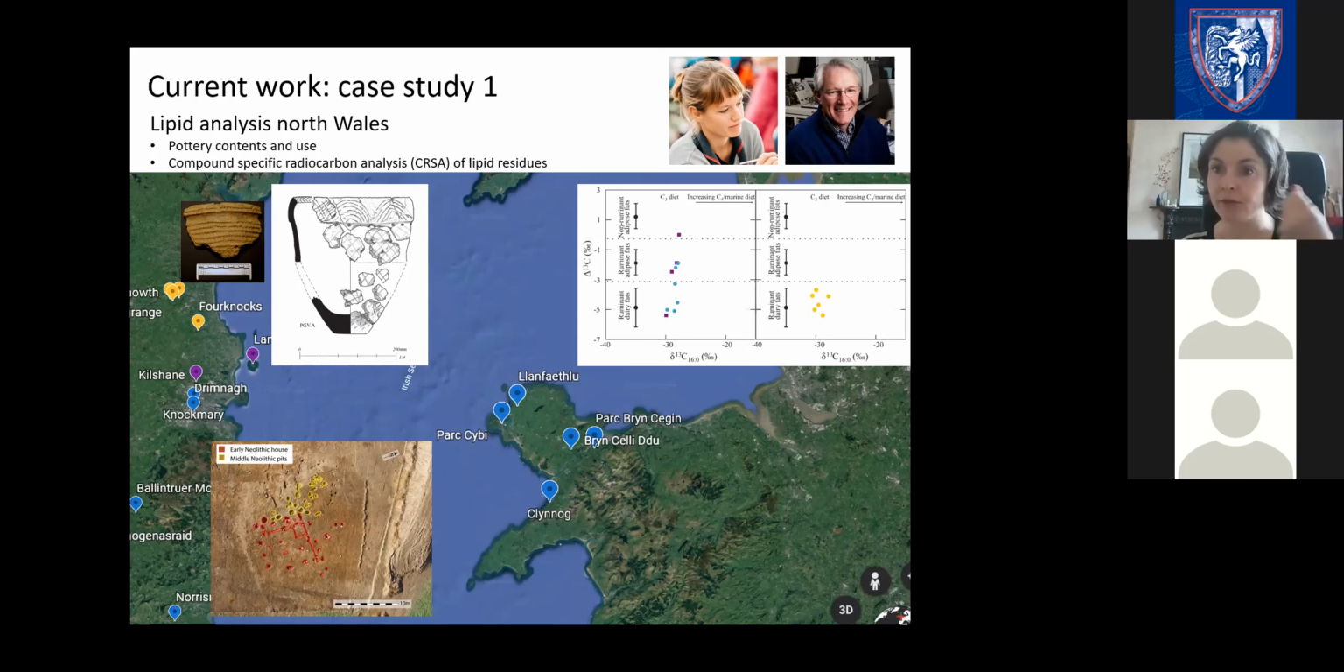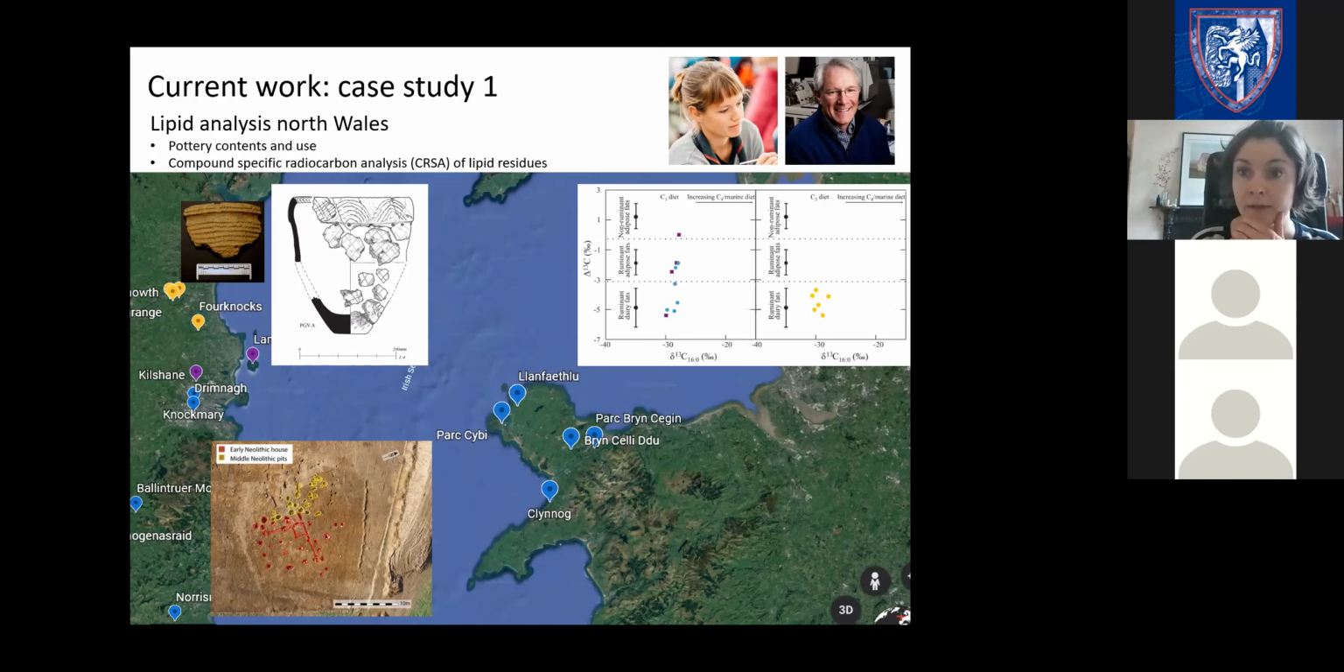She's also having a good bit of success with dating. The lipid extracts taken from the pottery, actually directly dating those lipids, is another immensely powerful way of accessing dating material when you don't have other traditional sources like bone or charred plant remains. So she will be able to directly date these pot types, which will tell us a lot more about the exchange of traditions and influences across this Irish Sea zone.